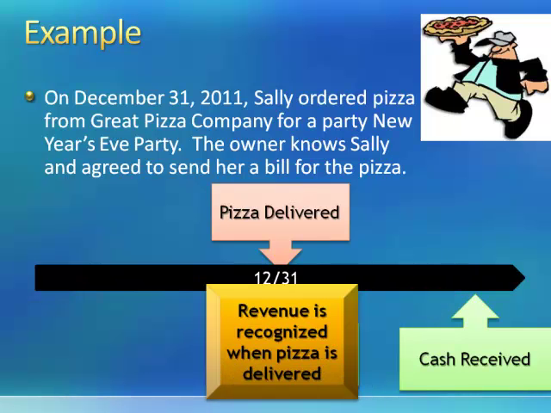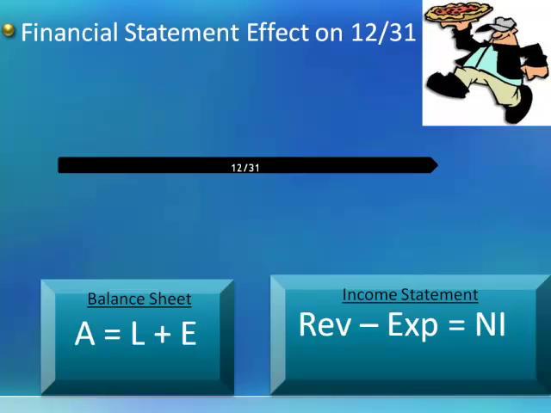Revenue is still recognized when the pizza is delivered, although the cash isn't to be received till some point in the future. So let's take a look at how this affects the financial statements. What happened on 12/31? First, the pizza is delivered. Given that the pizza was delivered, we have an increase in revenue. When revenue increases, net income increases as well.